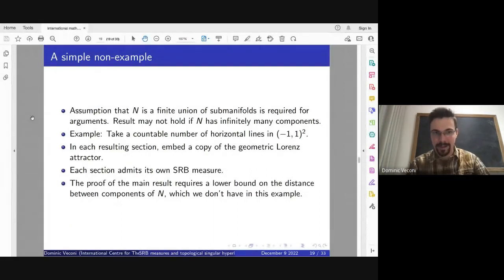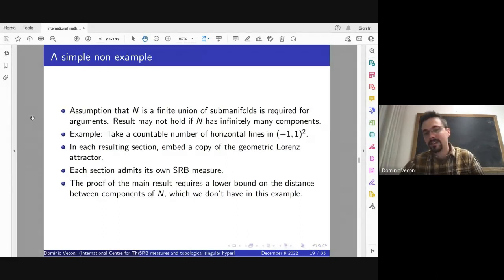So before going that far, I just want to point out that the assumption that N is a finite union of submanifolds really is required. You can't relax the condition that N is a finite union, because if N has infinitely many components, then it might not work out. So for example, you can take a countable number of horizontal lines in the unit square, and in each resulting section, you can embed a copy of the geometric Lorentz attractor. Well, each of those sections admits its own SRB measure, but there are infinitely many of them.